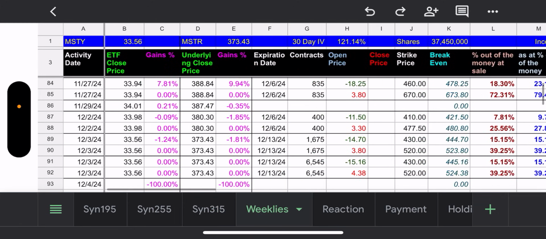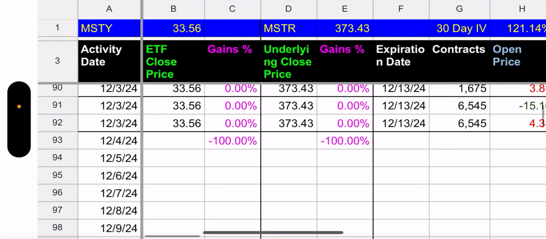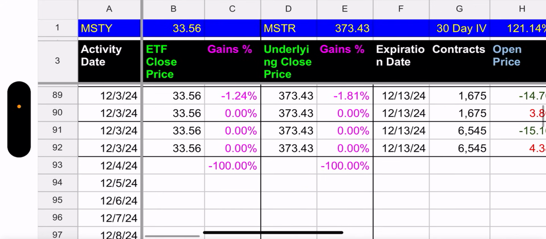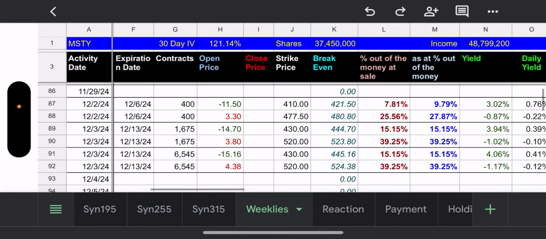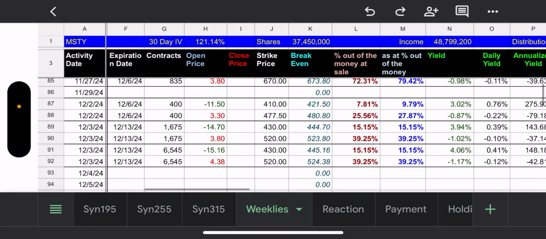This synthetic also expires in 80 days, so technically they don't have to do anything with it at this very moment. Now, how did MSTR do yesterday? MSTR went down 1.81%. MSTY went down 1.24%. Okay? So let's take a look at the damage we just talked about on that intraday trade.